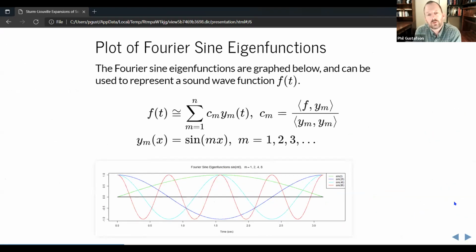So for the vibrating string, we had those sine waves, sine mx over the interval 0 to pi. And what you see here is just a graph of some of those eigenfunctions using R. All right, so those would be basically your basis functions for representing a sound wave.